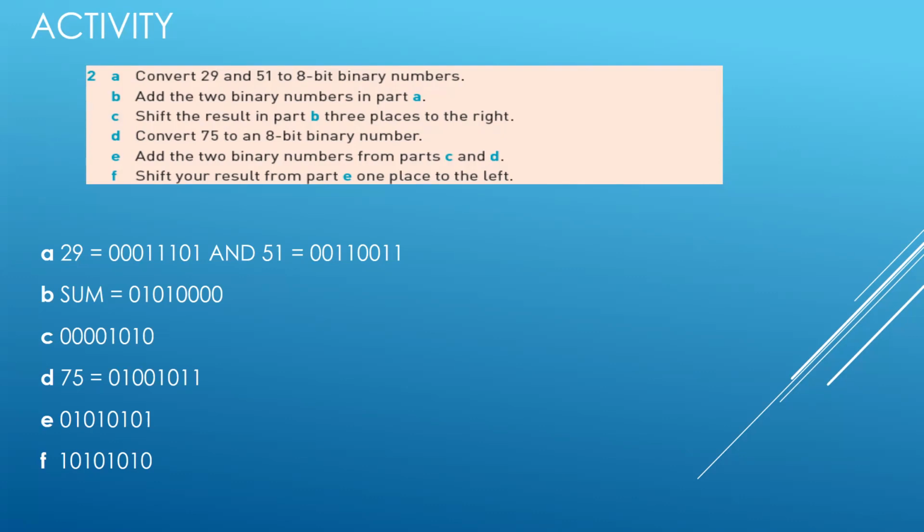Then if I am asked to shift the result 3 places to the right, you can see the extreme 3 bits are lost, and what you obtain is 0, 1, 0, 1, 0. Then the vacated locations are padded with zeros. I hope we all are on the same answer till part C. Now converting 75, again very simple: 0, 1, 0, 0, 1, 0, 1, 1 is your 75. Then you add the 2 binary numbers in C and D, and what you obtain in part E is 0, 1, 0, 1, 0, 1, 0, 1. Such an interesting number.